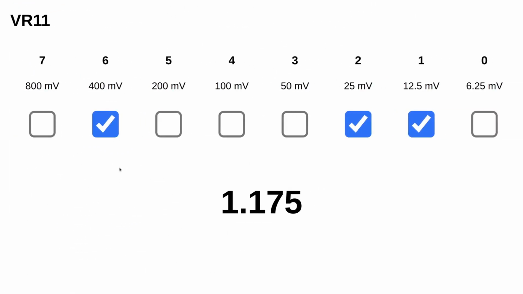Okay, so now we can get to some practical examples about changing vid codes and what vid codes actually look like in practice. So here's for an example, I started with the vid for 1.175 volts.